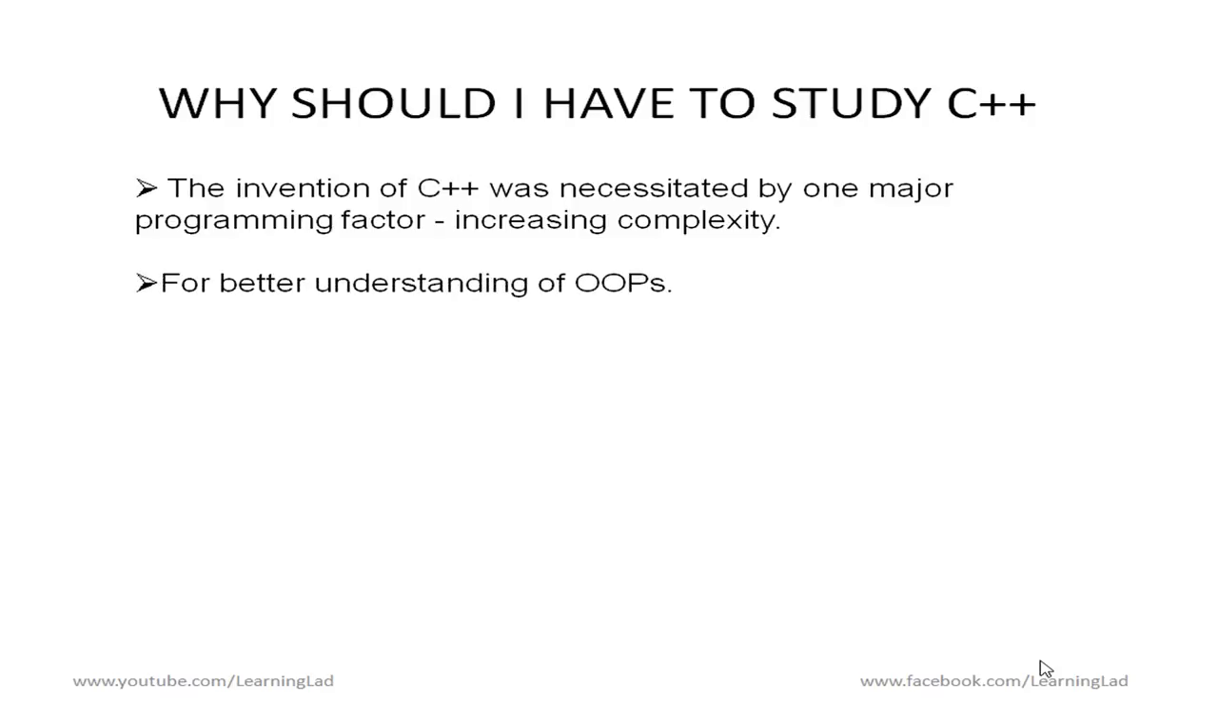And for better understanding of OOPs, some people say that C++ is the best language to learn the object-oriented programming approach. And the next one is about efficiency. C++ is very efficient. If we talk about the speed of execution, C++ is very close to the execution speed of C. So C++ allows much more features than C, and is also very near to the execution speed of C. And that's why C++ is going to be our choice.